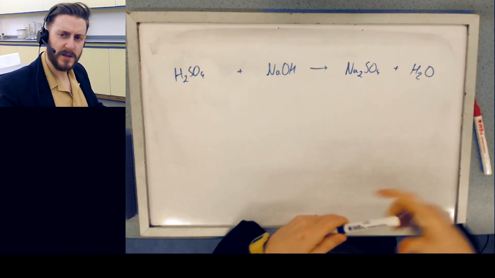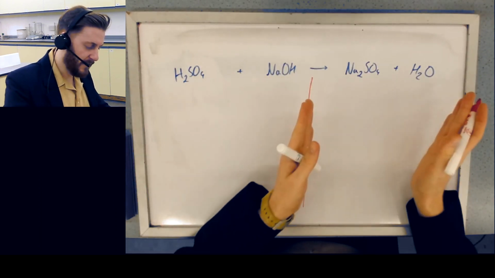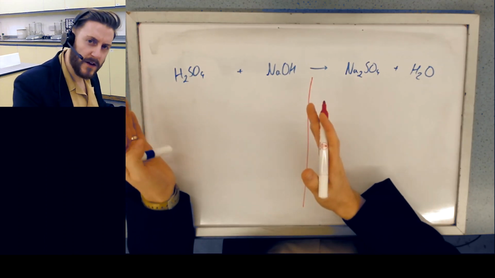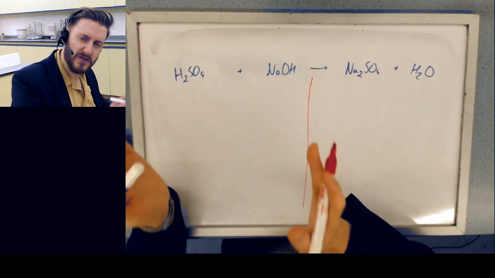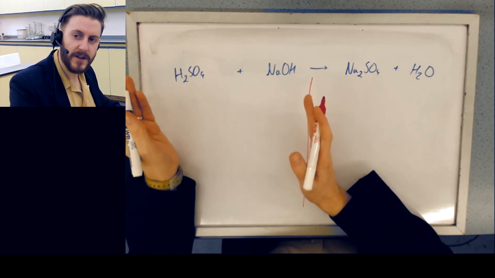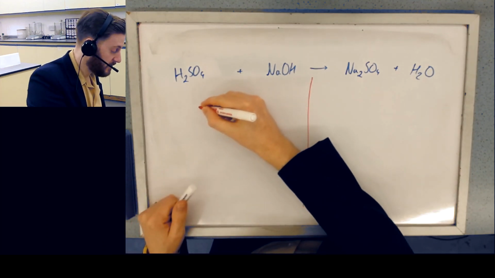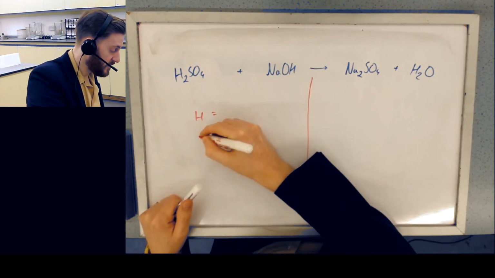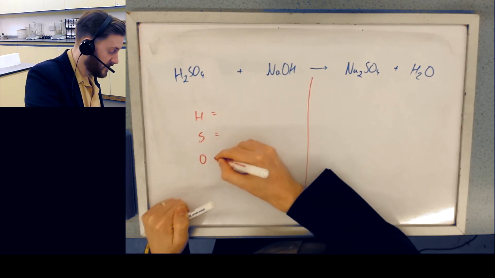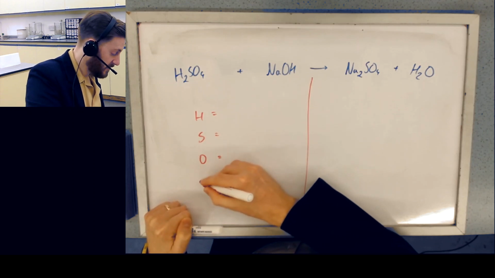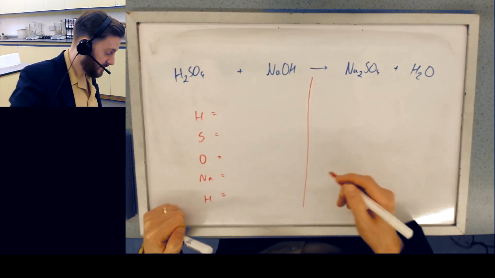So let's do as we did before. Let's split this in half. Whether or not you write this out in the way that I'm going to do it, or even if you just do a count in your head, it's good to visualize this concept. Everything in has to equal everything coming out. And I do an inventory of everything that is going in. I've got hydrogens, I've got sulfurs, I've got oxygens, I've got sodiums, I've got hydrogens.